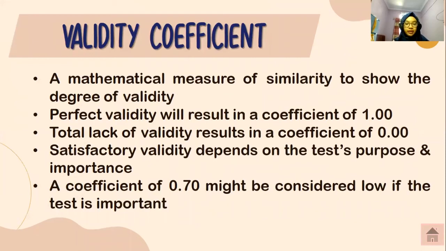References to a higher level of agreement and little agreement raise the question of how the level of agreement is measured. There are in fact standard procedures for comparing sets of scores in this way, which generate what is called the validity coefficient. Validity coefficient is a mathematical measure of similarity to show the degree of validity. Perfect validity will result in a coefficient of 1. Total lack of validity results in a coefficient of 0. Satisfactory validity depends on the test purpose and importance. A coefficient of 0.70 might be considered low if the test is important.